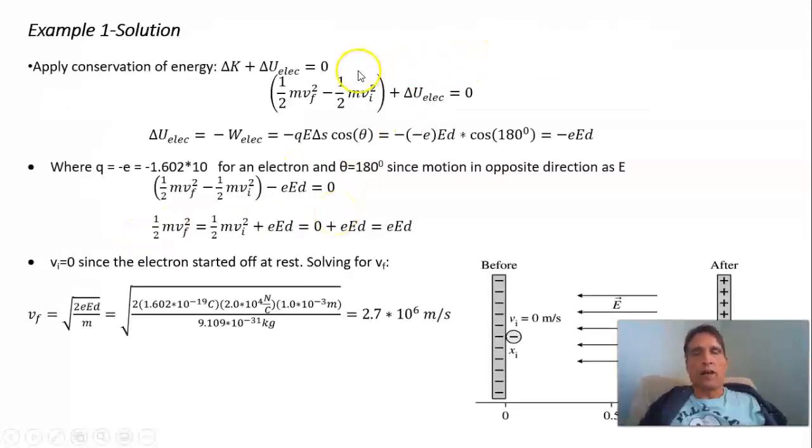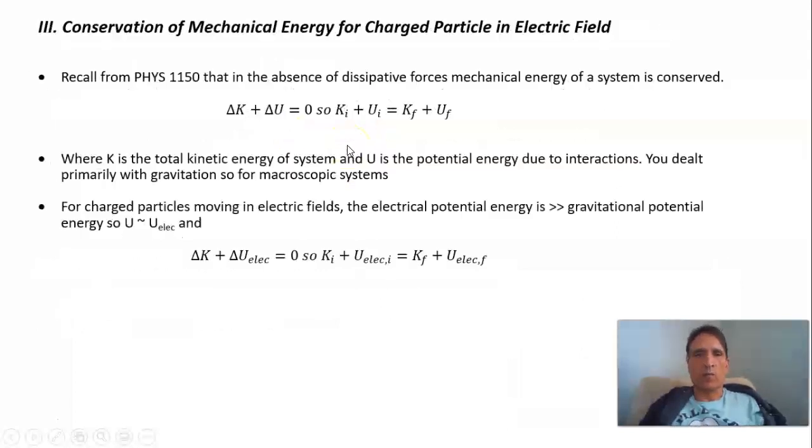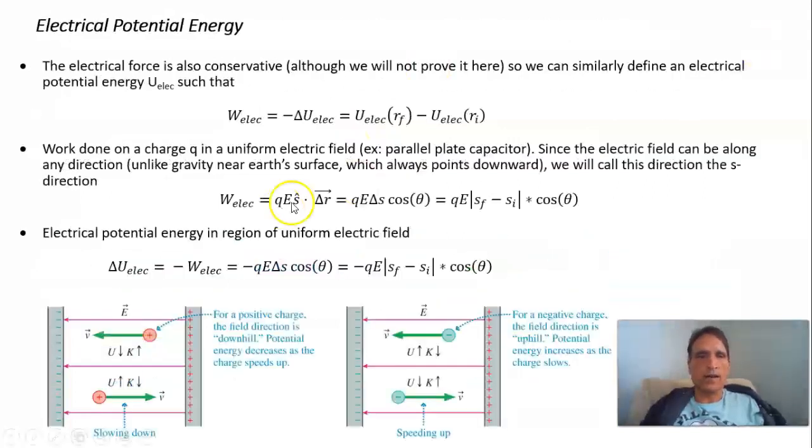So we can always start by writing delta K, which is 1/2 m v final squared minus 1/2 m v initial squared, plus delta U is 0. Okay. So then the second step is we write down, what is delta U electric in this case? Well, it's the negative work done by the electric field, which means the negative of q E delta s cosine of theta, right? Because work done by the electric field, if you go back, is q E delta s cosine of theta. So the change is negative.